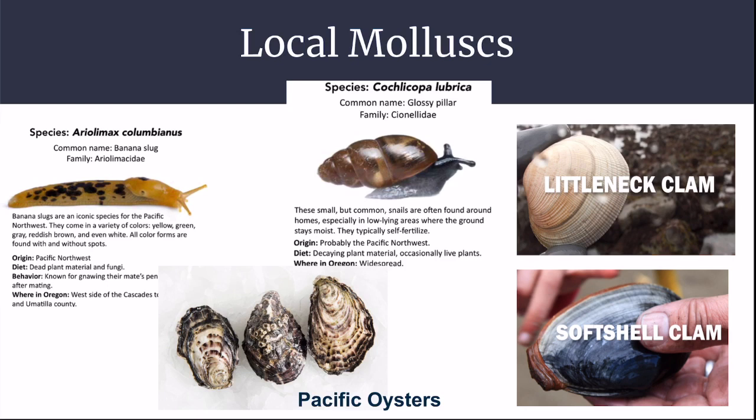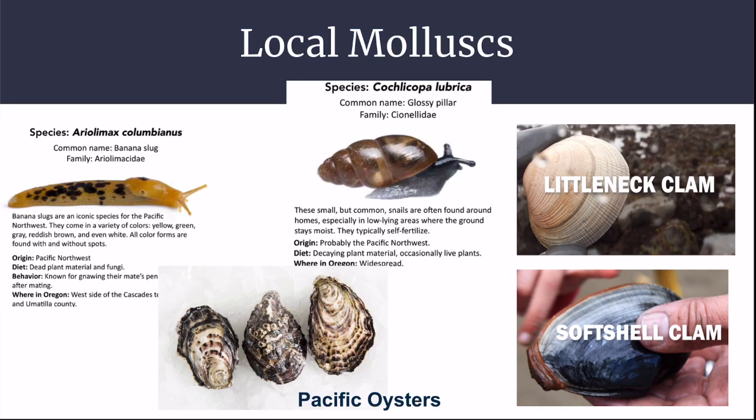They're the big ones that are probably about the size of your palm. They have that rough exterior. And then the littleneck clam, those ones are smaller. I think they're about 2 inches in diameter, and they're that light pink and white color. And then the soft shell clam is in the bottom corner, and those have the really pretty blue with the orange around the outside. And those are a little bit bigger.